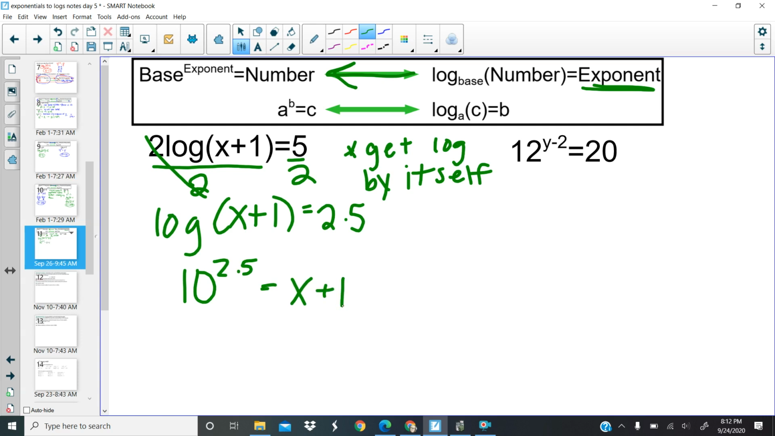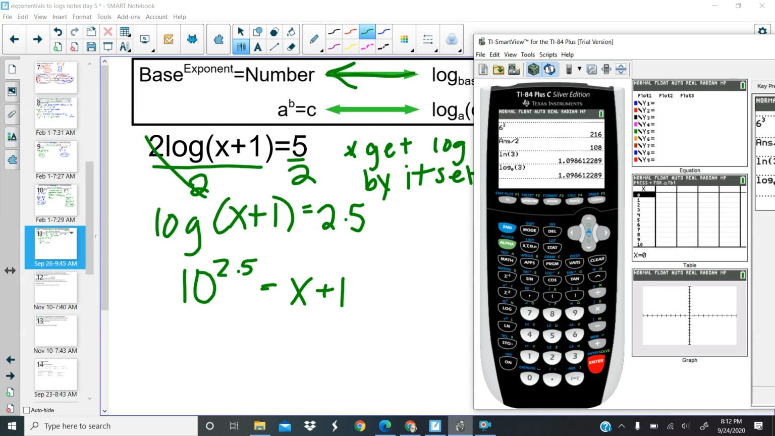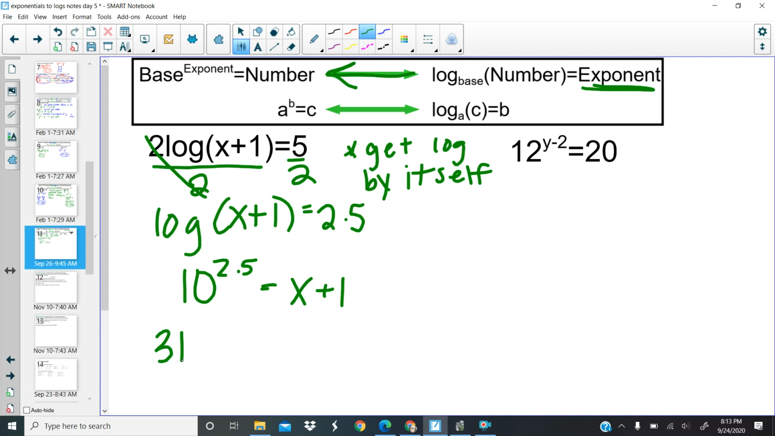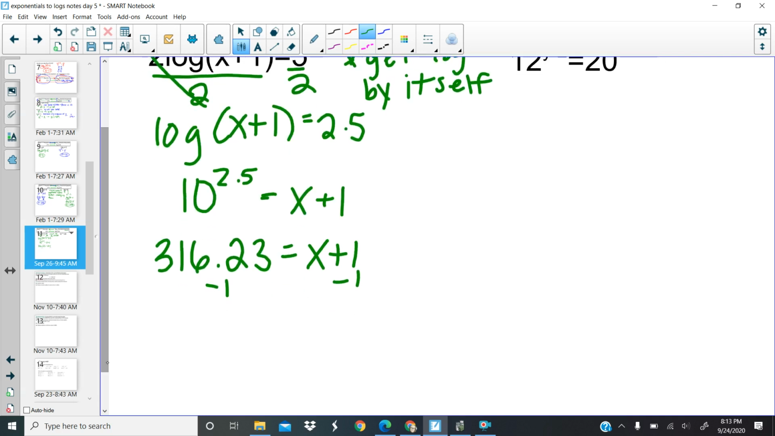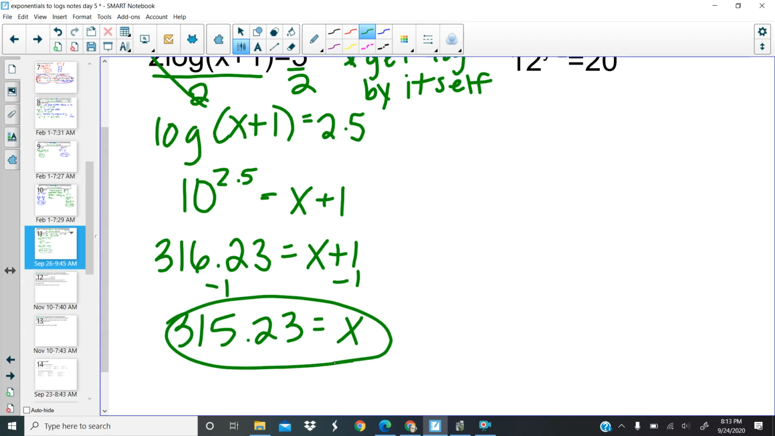So first we need 10 to the 2.5. And that's going to give us 316.23. And then it equals x plus 1. And then you just need to subtract 1 on both sides, and you'll get 315.23 is equal to x. And that is going to be your answer.